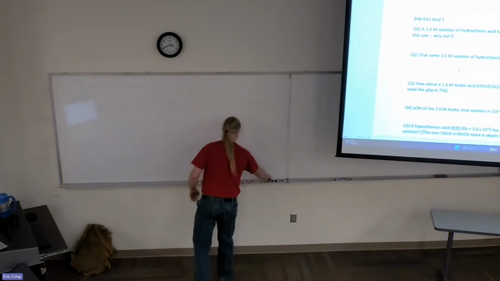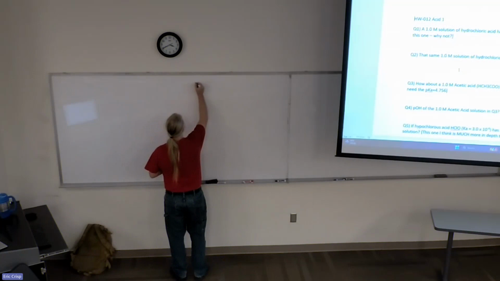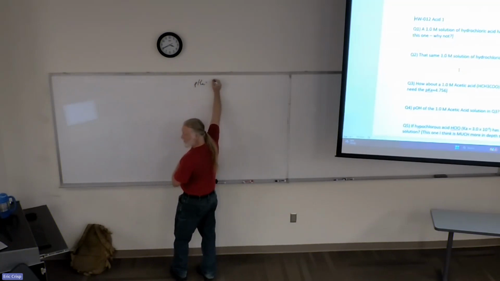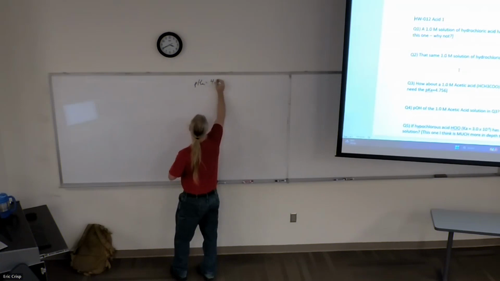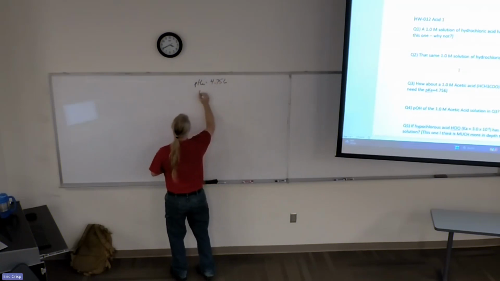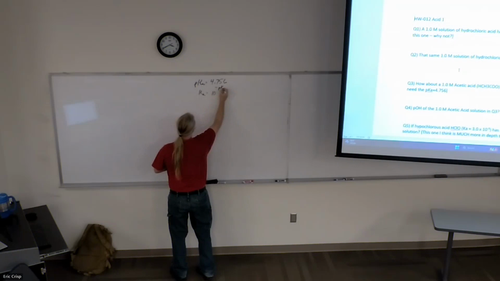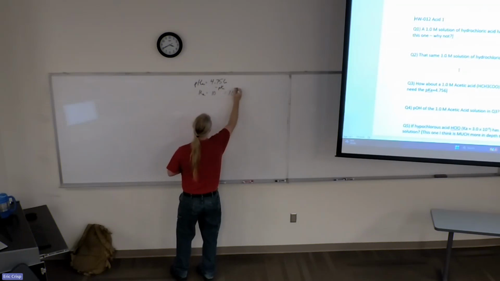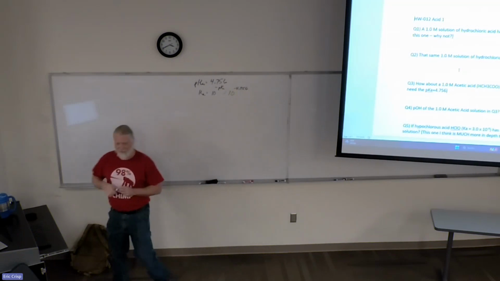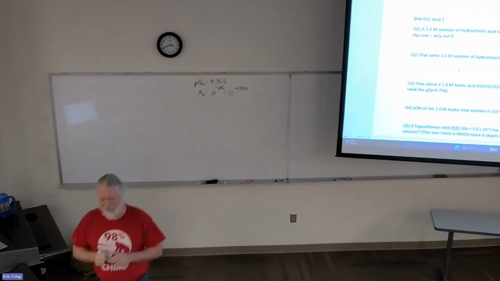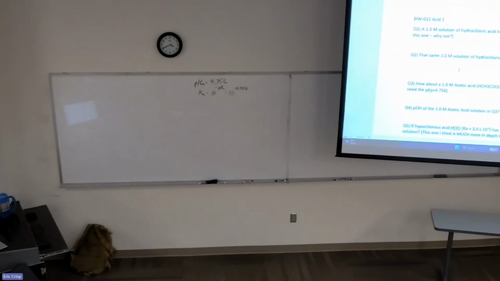Okay, so let's say, well, we've got a pKa equal 4.756, and Ka is 10 raised to the negative pKa, so 10 to the negative 4.756, okay? All right, what else? Give me another piece, any other piece.